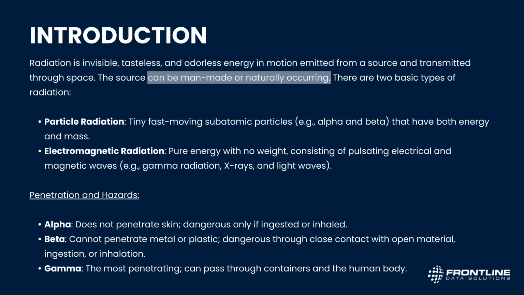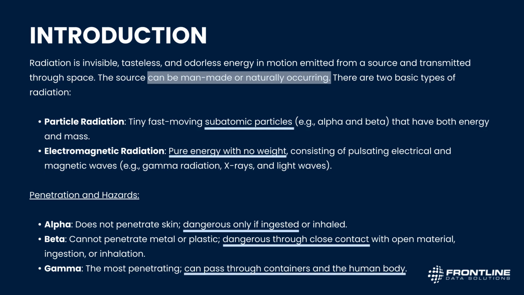There are two main types: particle radiation, which includes small particles like alpha and beta, and electromagnetic radiation, which includes energy waves like gamma rays and X-rays. These types behave differently when they interact with the body. Alpha radiation cannot penetrate the skin but becomes dangerous if it enters the body. Beta radiation can travel a bit further and may pose a risk through contact or internal exposure. Gamma radiation is much more penetrating and can pass through the body, making it the most significant concern for external exposure.